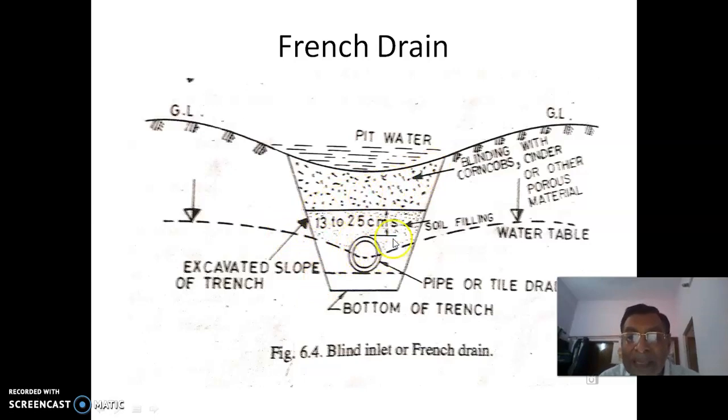Below which there is a porous pipe also. So like this you can see the water table is always maintained up to here, not allowing it up to the root zone. See, the water table is here only. Okay, so this is the surface ground level. Okay, this is another arrangement.